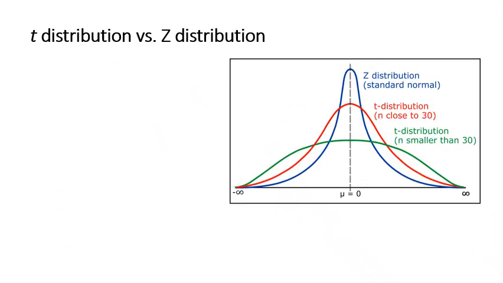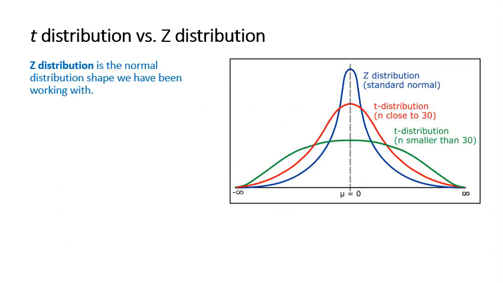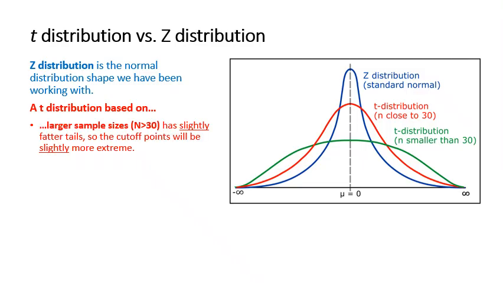So here's another image of these distributions and some rules about it. The z distribution is in blue, and it's the normal distribution shape we've been working with. A t distribution differs based on the sample size. Larger sample sizes, more than 30, have slightly fatter tails. Look at the t distribution in red in the chart. You can see the tails are a little fatter, meaning the cutoff points have to be a little bit higher in order to get 5%.